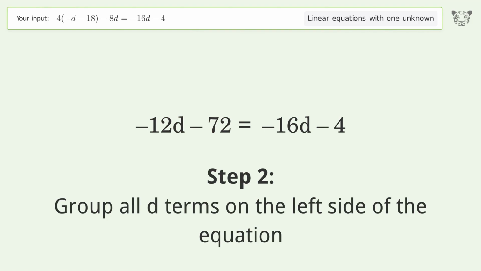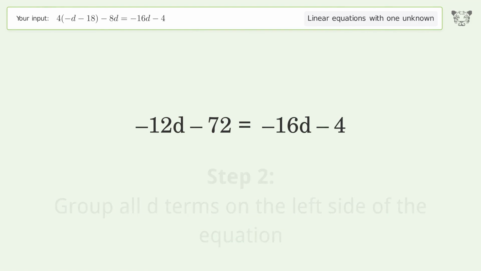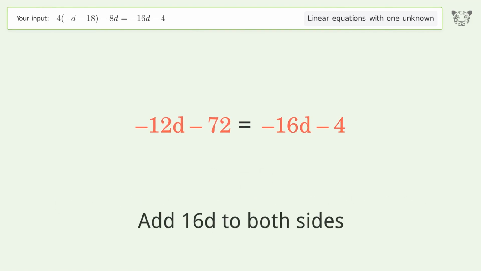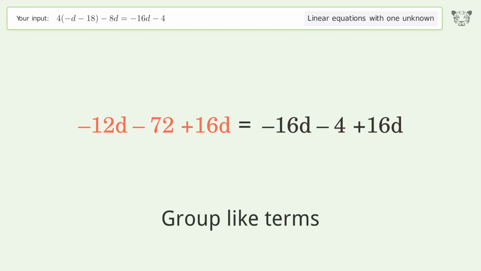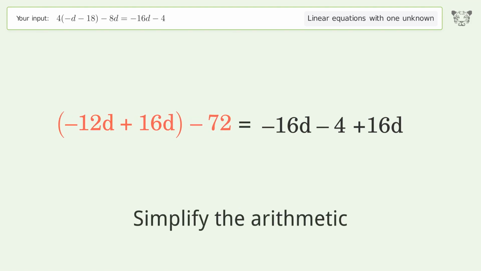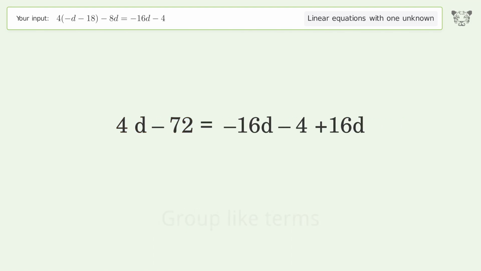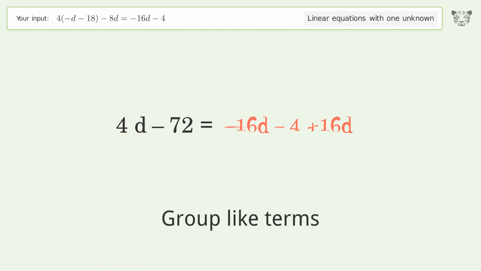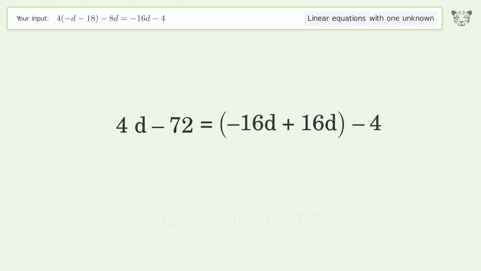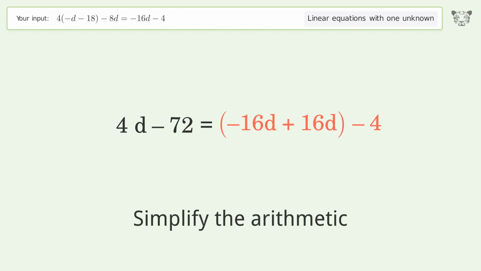Group all d terms on the left side of the equation. Add 16d to both sides. Group like terms. Simplify the arithmetic. Group like terms. Simplify the arithmetic.